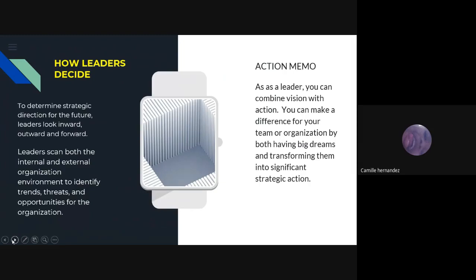And we move on to how leaders decide. To determine strategic direction for the future, leaders look inward, outward, and forward. Leaders scan both the internal and external organization environments to identify strengths, threats, and opportunities for the organization.